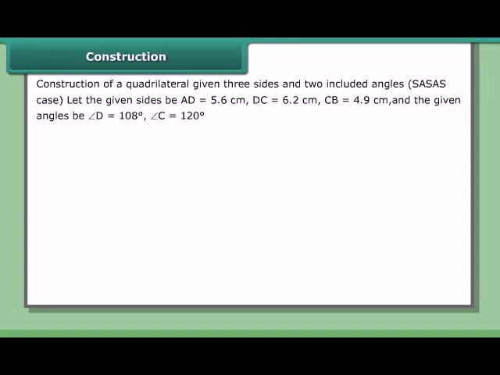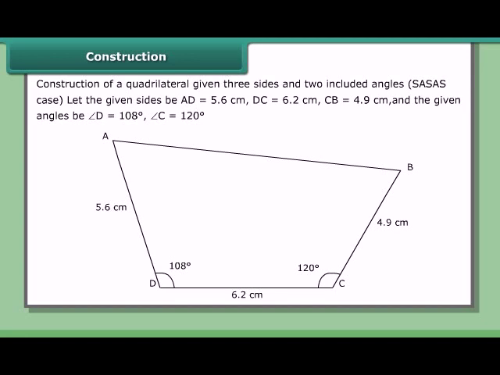Construction of a quadrilateral, given three sides and two included angles, SASAS case. Let the given sides be AD as 5.6 cm, DC as 6.2 cm, CB as 4.9 cm, and the given angles be angle D as 108 degrees, angle C as 120 degrees. In this case, we do not need to construct the quadrilateral by constructing two triangles.